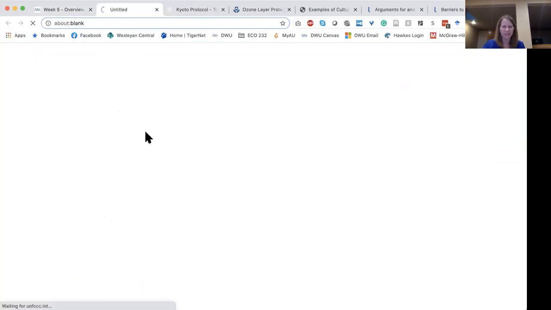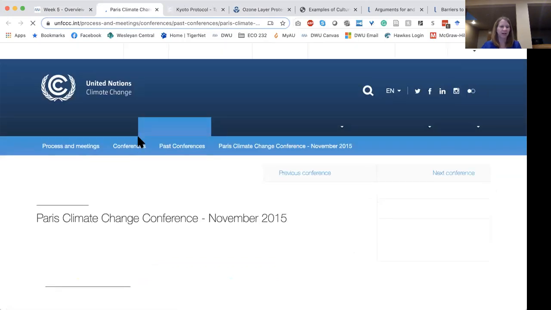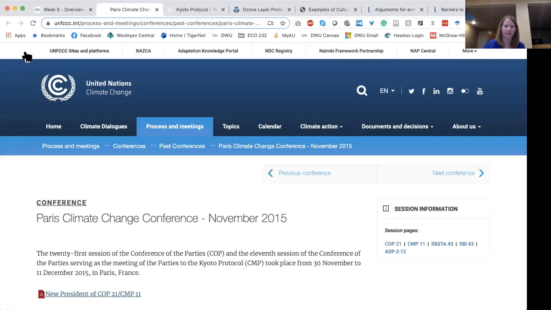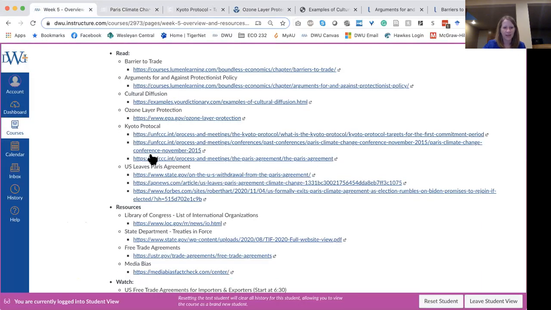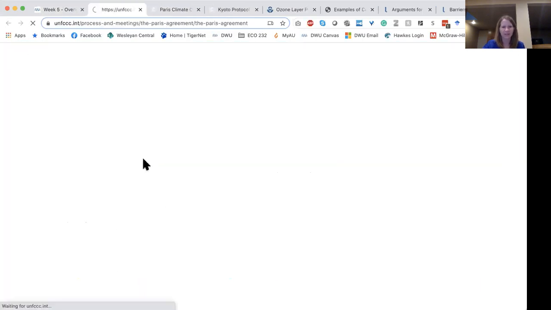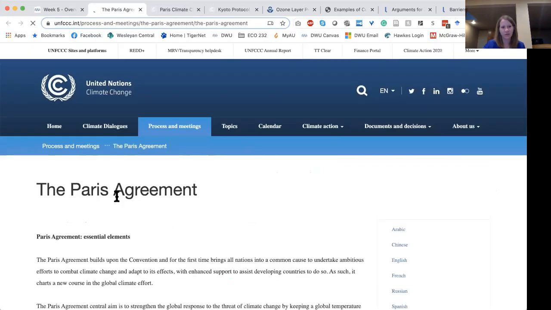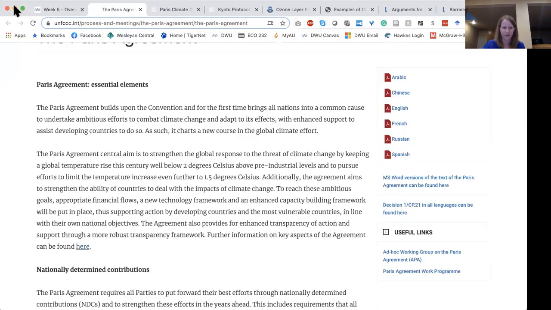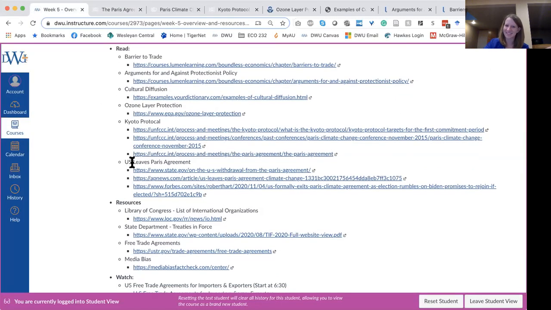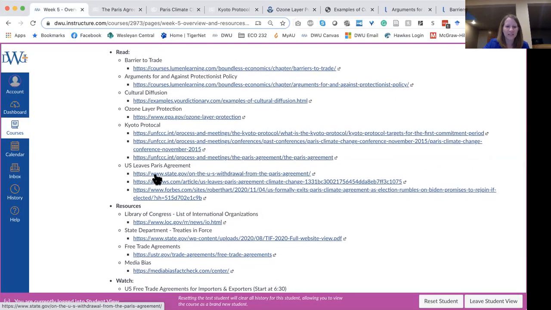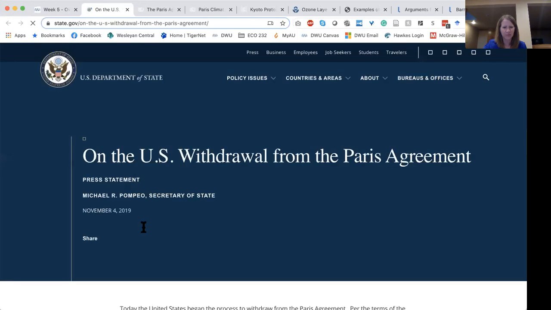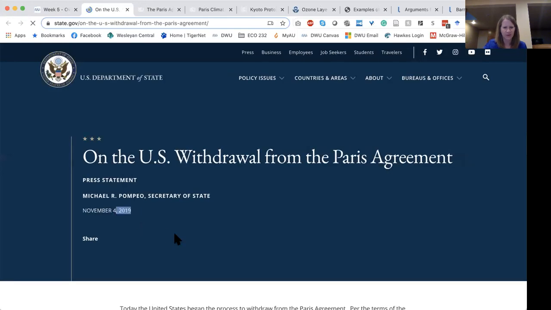Here's the next one. This is what happened next, where they said, all right, in 2015, we're going to meet in Paris. So this is the Paris Climate Change Conference. And then we get the Paris Climate Agreement, or the Paris Agreement, and what that is specifically. And then more recently, we have the US leaves the Paris Agreement. So here's what the State Department put out, and this was a year? I thought this was current, but it says that it came out a year ago.